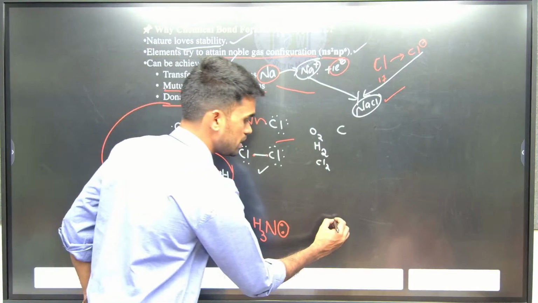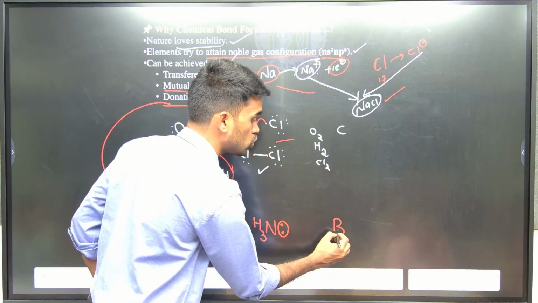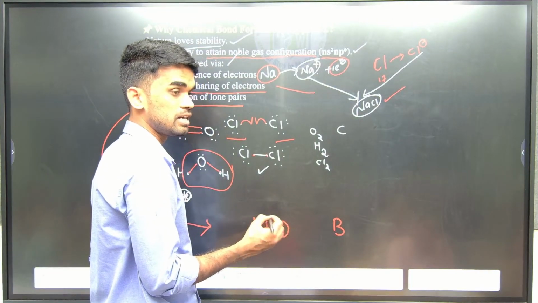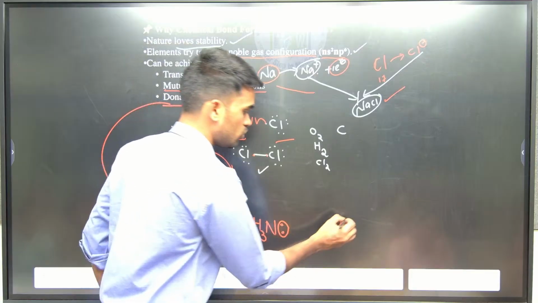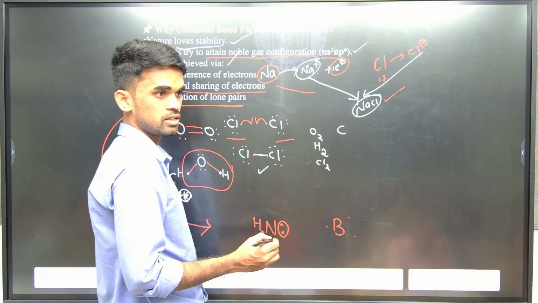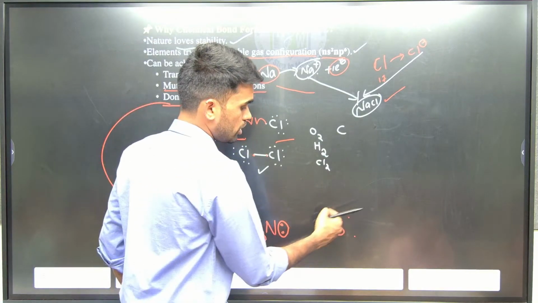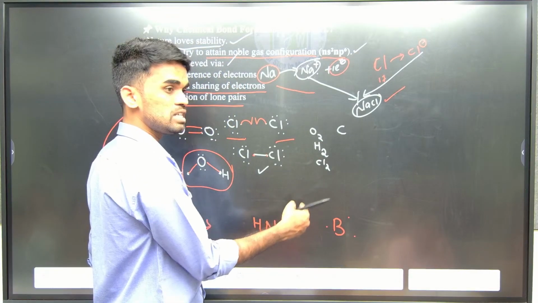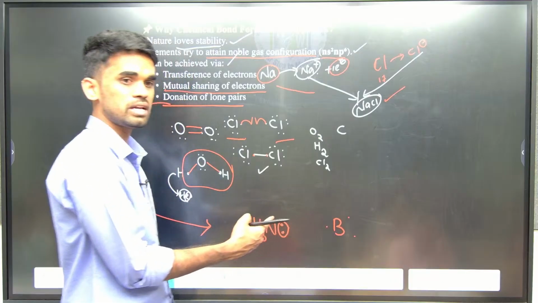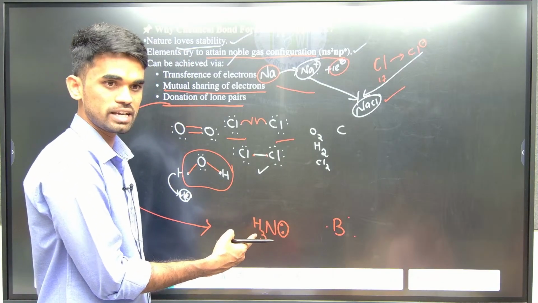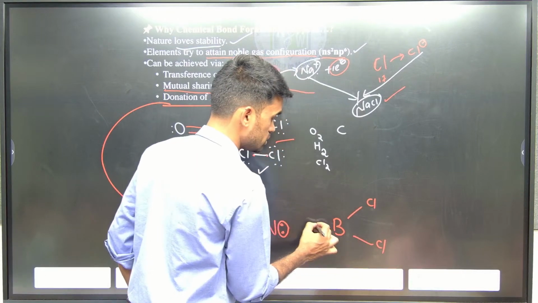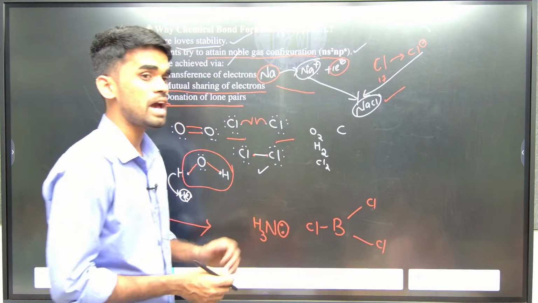Now when I talk about a third group element, like boron, how many valence electrons are there? A 13th group element means 3. So 1, 2, 3, let us write. Now only valence electrons are 3. So how many bonds can it make? 3 bonds only. So 1 bond, 2 bonds, 3 bonds.